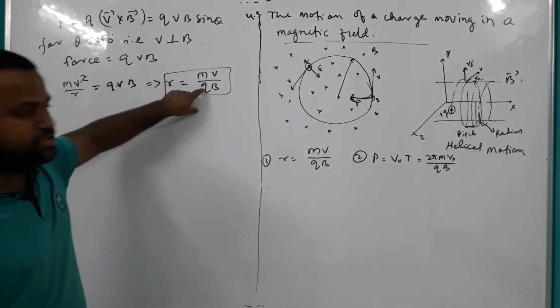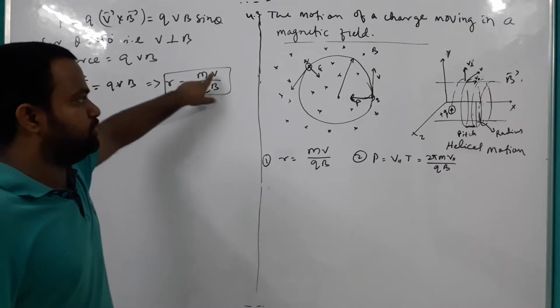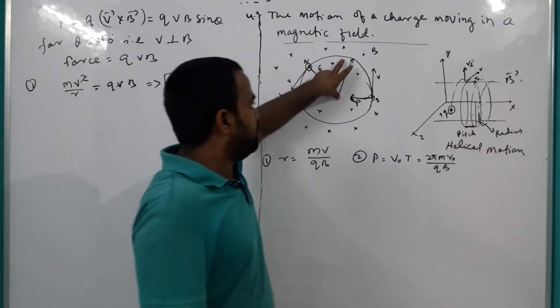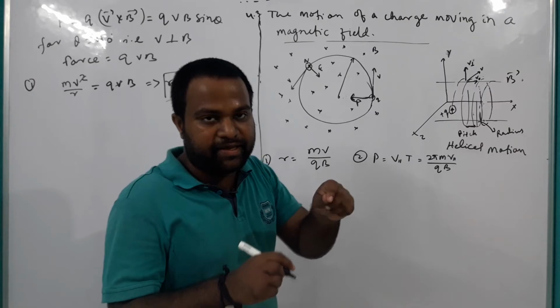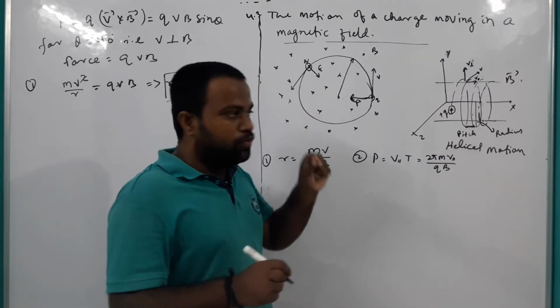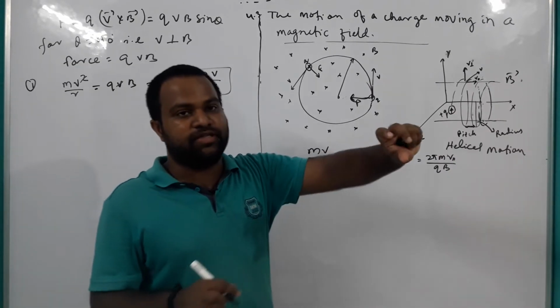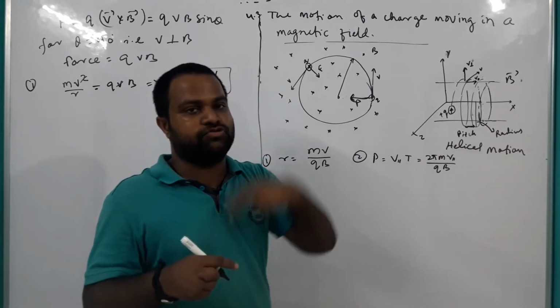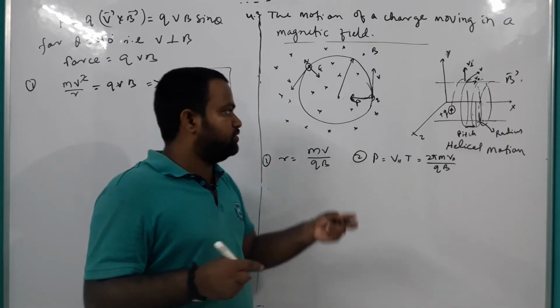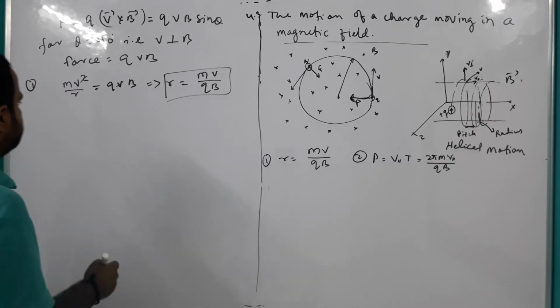Now the important thing you notice here, that the numerator m v is the momentum. So for the radius of a particle moving inside the magnetic field, the more the momentum of the particle, the larger will be the radius, or larger will be the circle. Okay, so this is an important note, you can say.